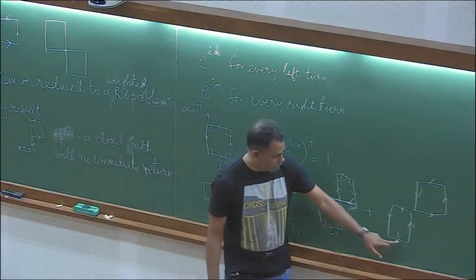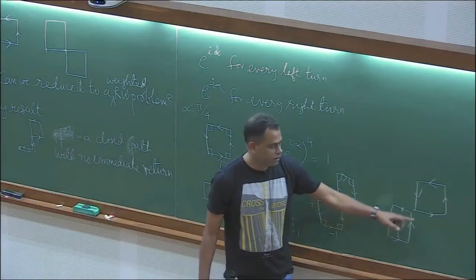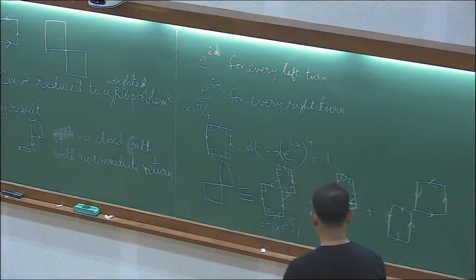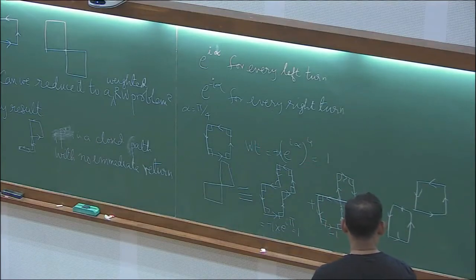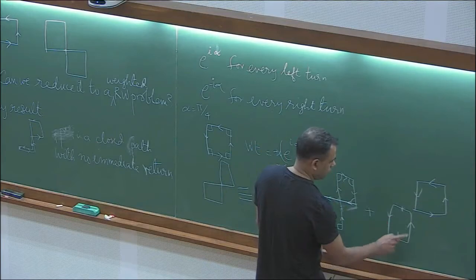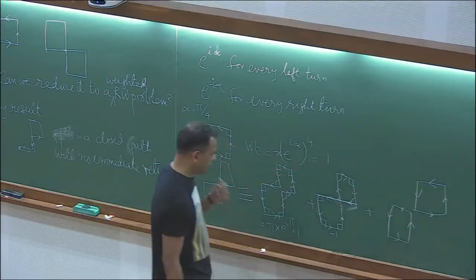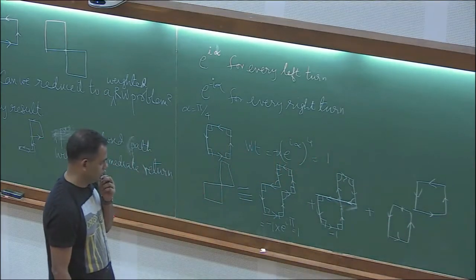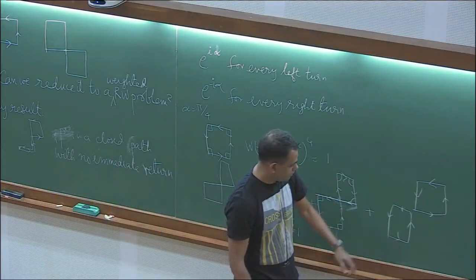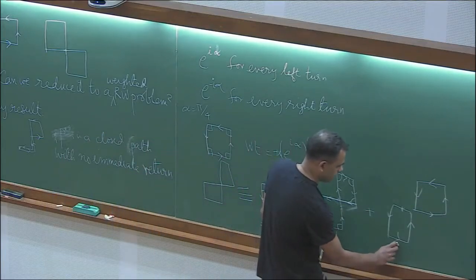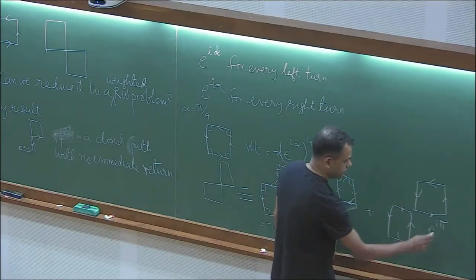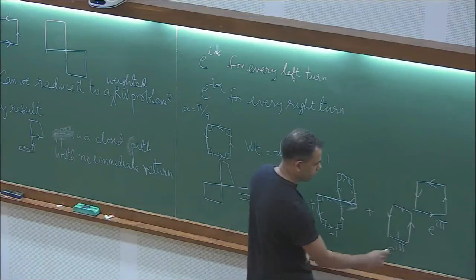Now what about this one? This one is 1, 1. What is the weight of this one? 1. Well, so I'm not liking that one. So this is e to the power i pi, e to the power i pi, and overall a -1, 2.